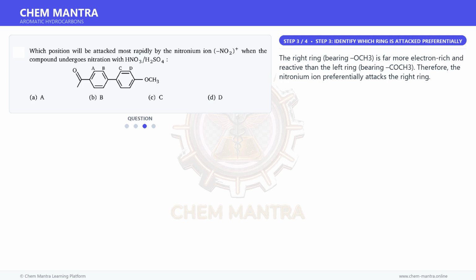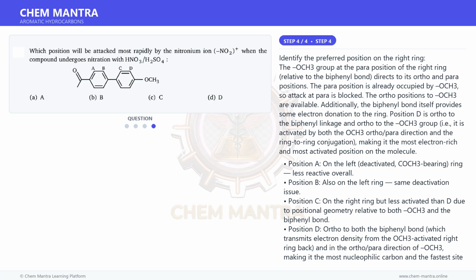The right ring, bearing OCH3, is far more electron-rich and reactive than the left ring, bearing COCH3. Therefore, the nitronium ion preferentially attacks the right ring. And for the final step, identify the preferred position on the right ring. The OCH3 group at the para position of the right ring, relative to the biphenyl bond, directs to its ortho and para positions. The para position is already occupied by OCH3, so attack at para is blocked. The ortho positions to OCH3 are available.